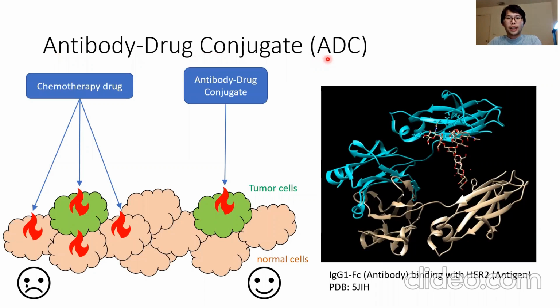Kadcyla is an antibody drug conjugate, but why do we need to develop this drug? Because the traditional method to cure cancer, like chemotherapy drugs, will not only kill the tumor cell, but also attack the normal cells nearby. So they result in lots of side reactions. But if we use the antibody drug conjugate, the antibody has high selectivity, so it can attack the tumor cell exactly and results in fewer side reactions. And here, the figure shows the antibody binding with the antigen for our drug.